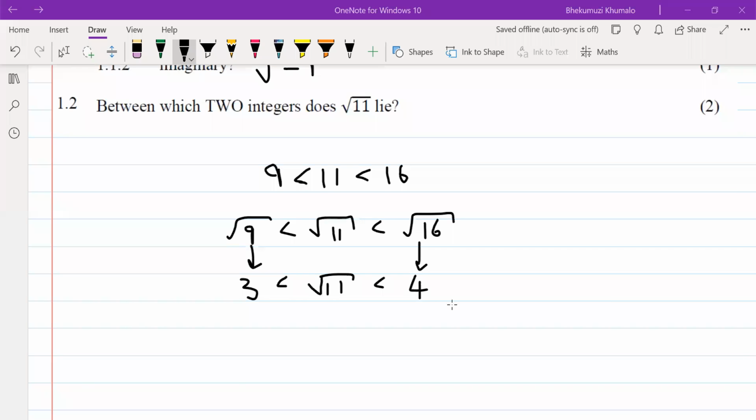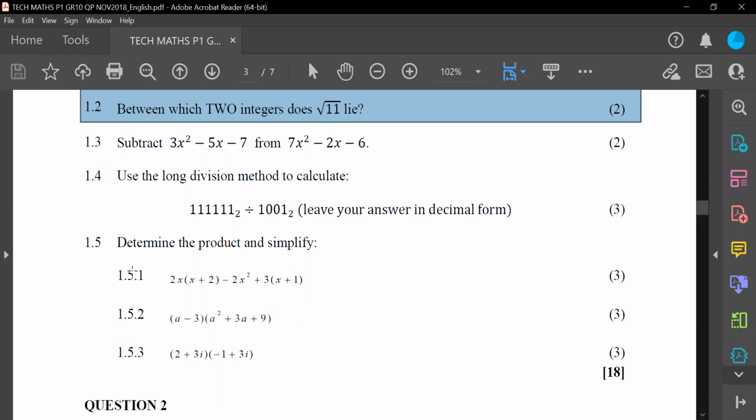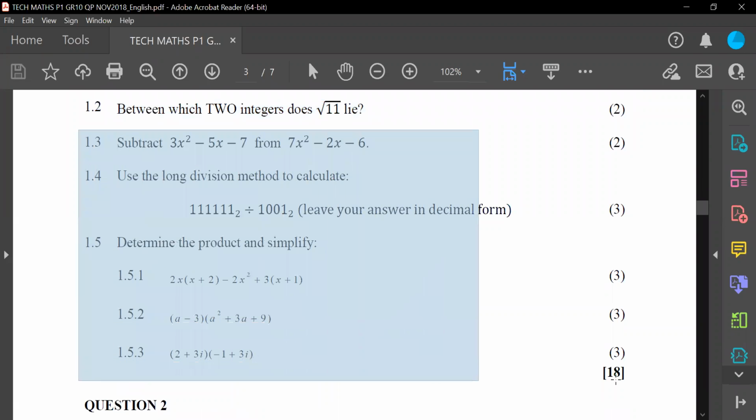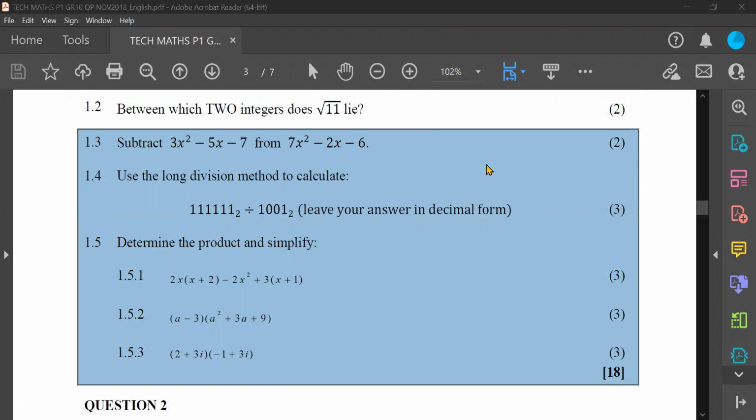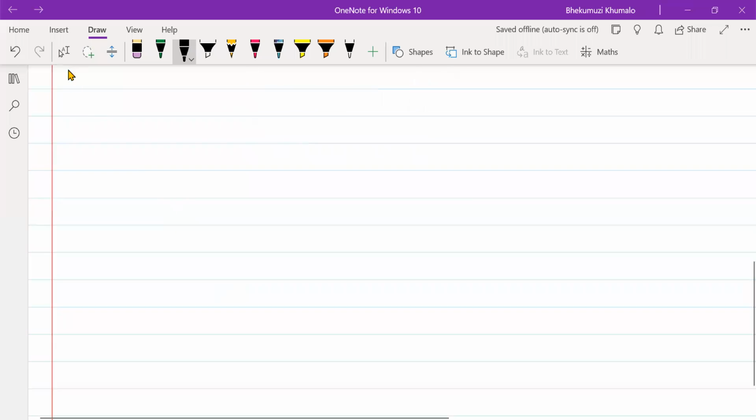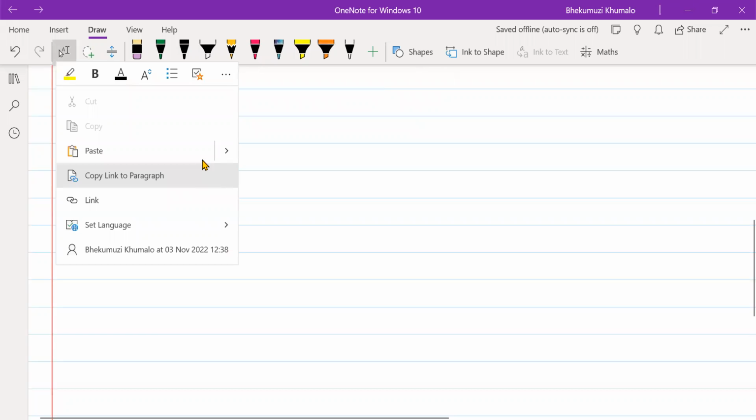Let's get the next question. So the next question now, it's about subtract. It says 11.3. So I'm going to take the rest of the entire paper. So it says 11.3 there, and it says subtract. So let's see what we can do with this one. Okay, so we have to subtract, but what are we subtracting here?